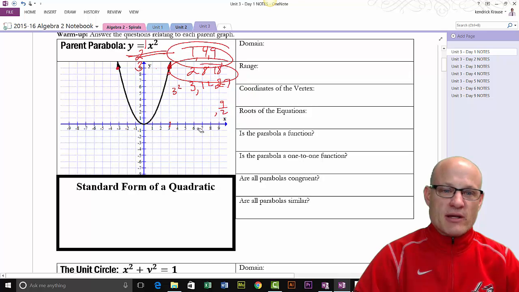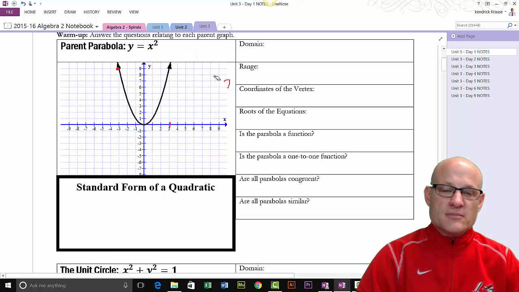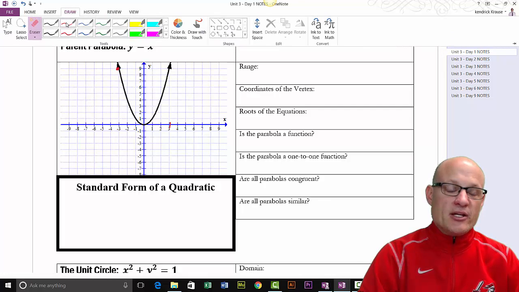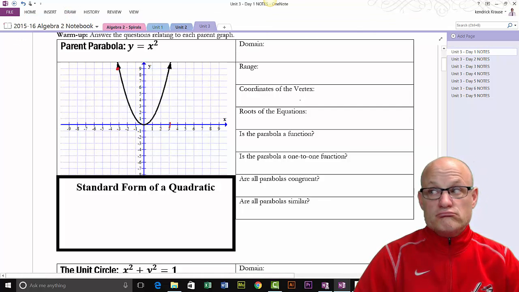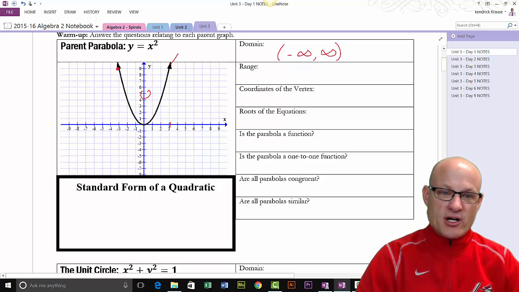All right, let's get rid of all this and start talking about this puppy. The domain for almost all parabolas, unless we somehow restrict it, is negative infinity to positive infinity, because if you extend this off forever, it's going to go ever and ever left and right. The range in this particular case starts at 0, right here, and goes up forever and ever. The coordinates of this vertex are 0, 0.